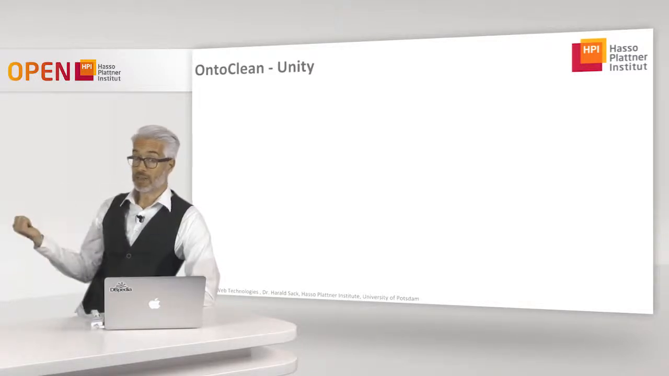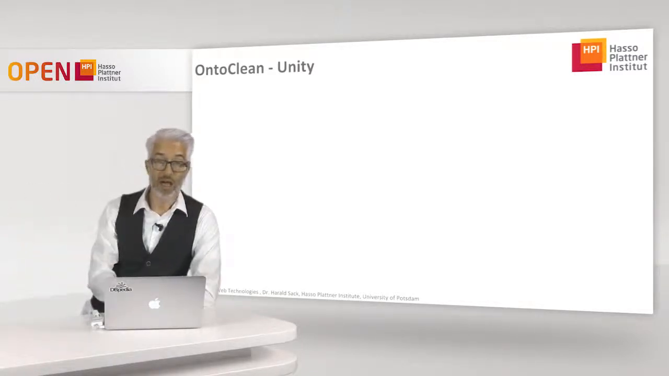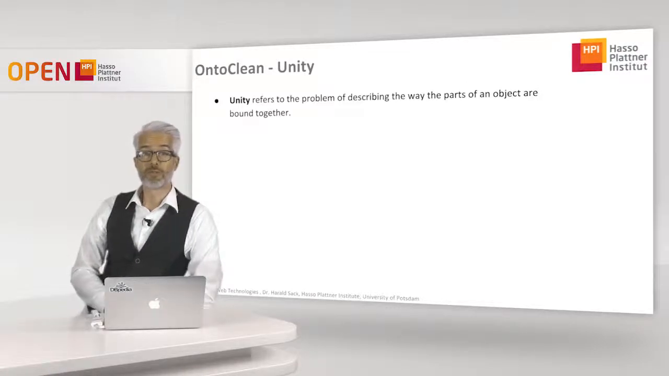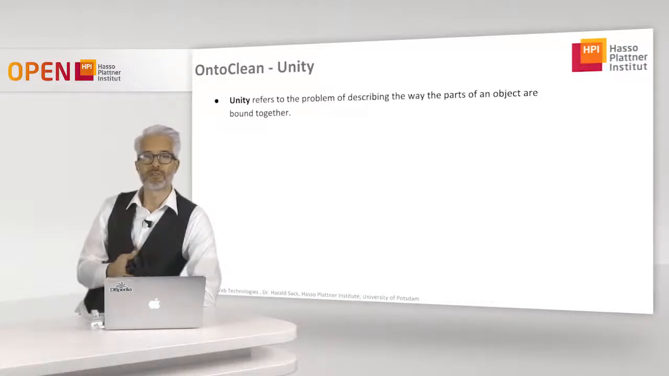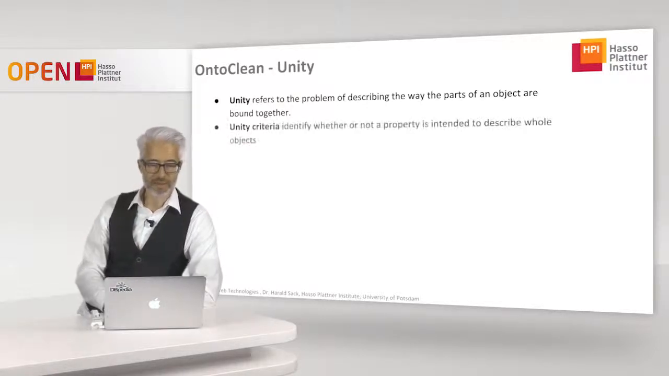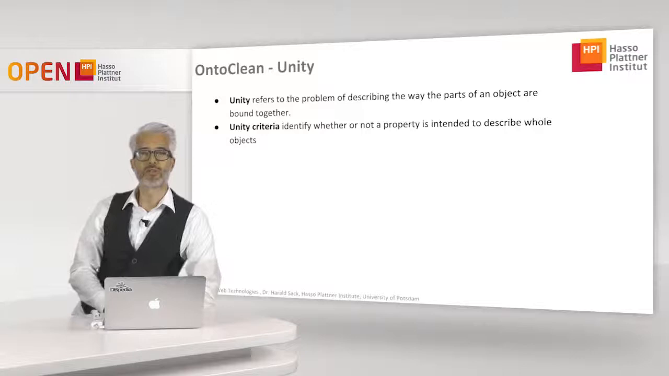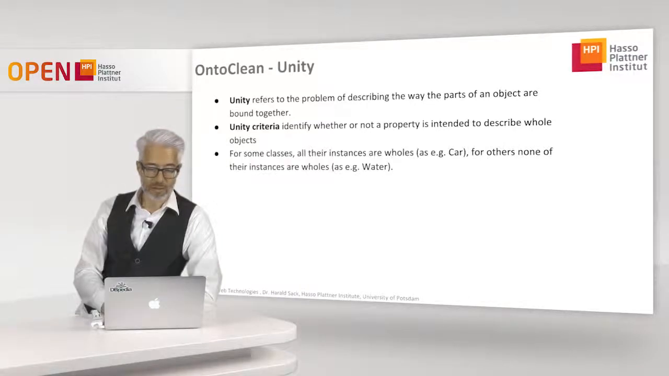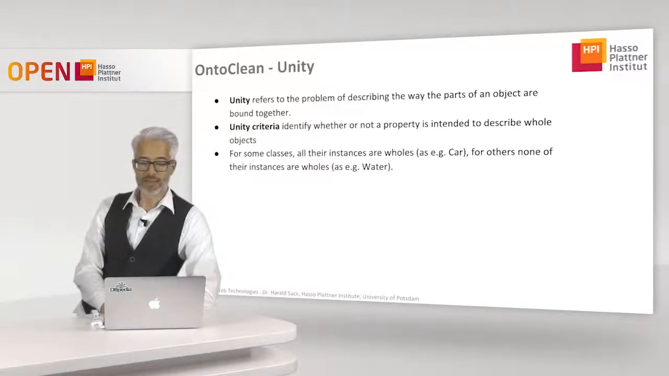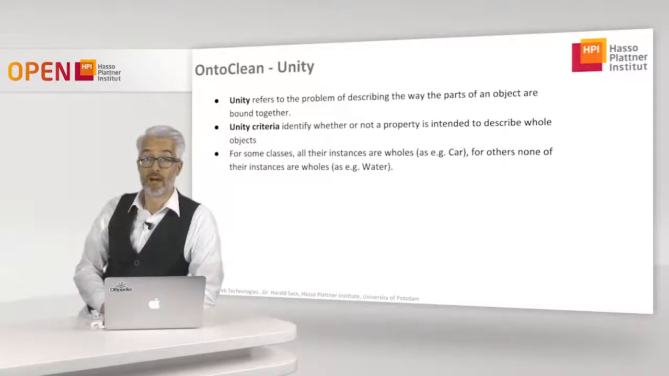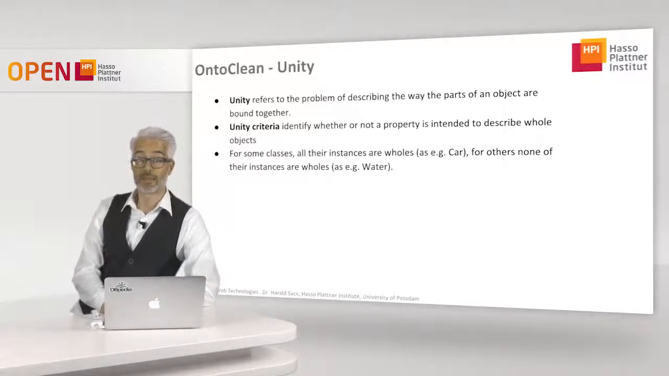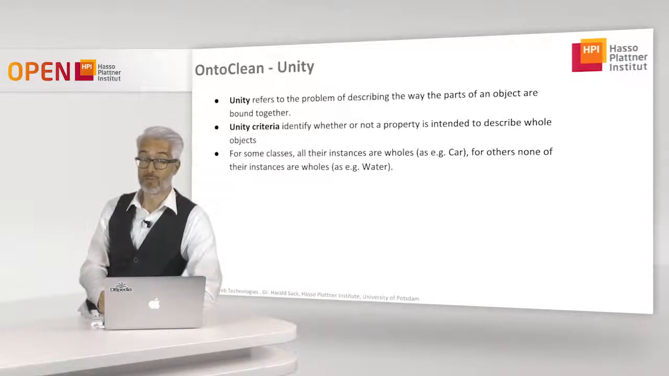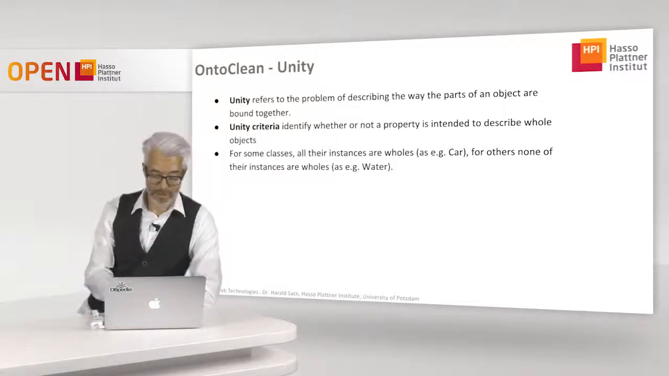Next point after rigidity and identity is unity, so we are halfway through. Unity usually refers to the problem of describing the way the parts of an object are bound together. So the unity criteria identify whether or not a property is intended to describe whole objects. So a unity criterion should describe an object as a whole. For some classes, all of their instances are wholes, for example car. For others, none of their instances are wholes, like for example water. No amount of water is the whole water. That's the problem here.